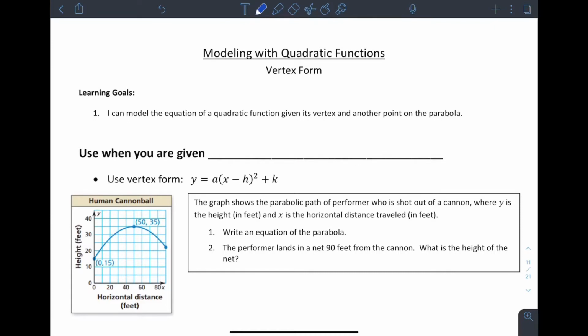Okay, so today we want to be able to model the equation, or write the equation, of a quadratic function given its vertex and another point on the parabola. Okay, so we're going to use this when we are given the vertex and another point.